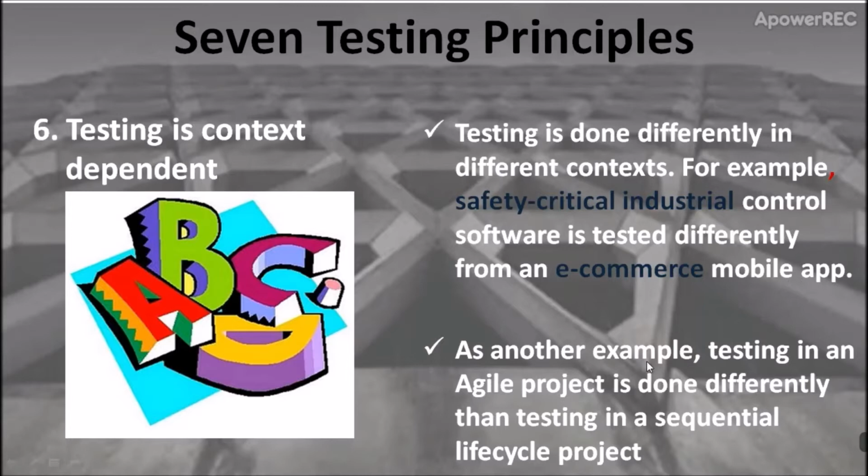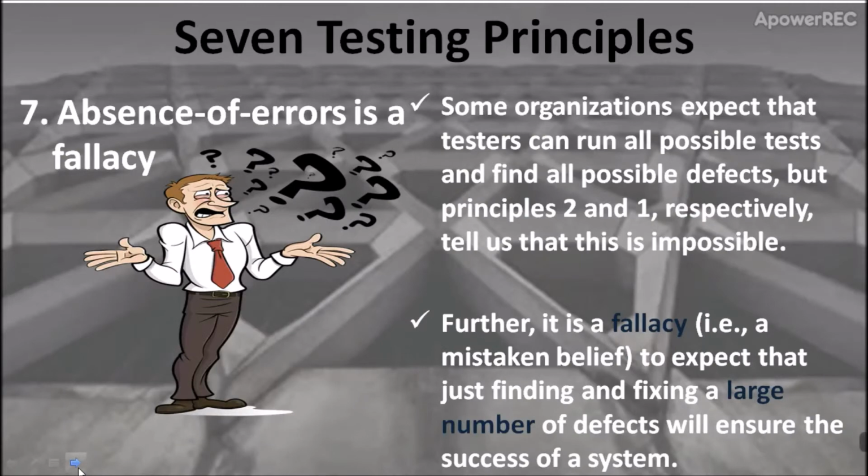Another example: testing in an agile project is done differently than testing in a sequential life cycle project. The last principle of software testing is that absence of errors is a fallacy. What does it mean? It means that you think there are no more errors. Some organizations or managers expect that you as a tester confirm all the testing and find all possible defects. Principles 1 and 2 tell us that this is impossible. You cannot find all the possible defects, or even most of the defects.